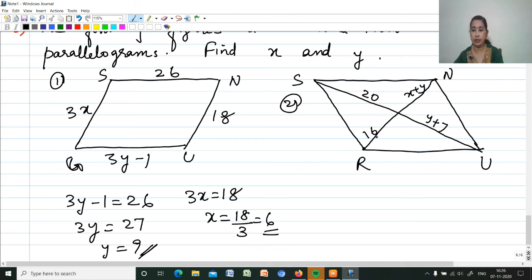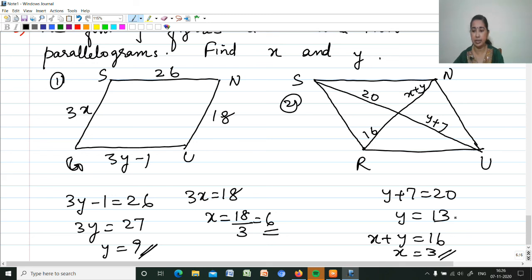Whereas in the second question, we can see that since diagonals bisect each other in the case of a parallelogram, y plus 7 is equal to 20, or y is equal to 20 minus 7, that is 13. And x plus y is equal to 16, or x equals 16 minus y, that is 16 minus 13, that is 3. So x equals 3 and y is equal to 13.